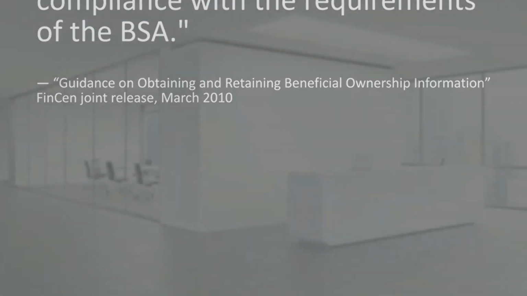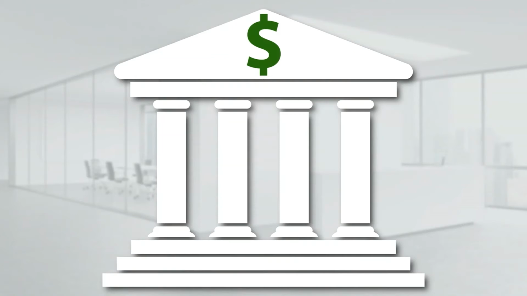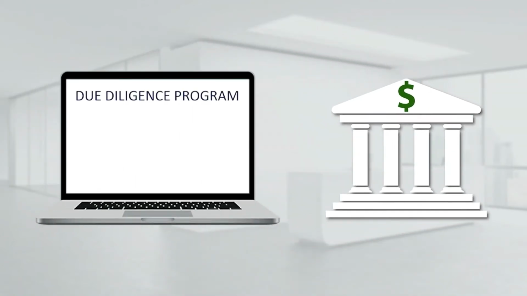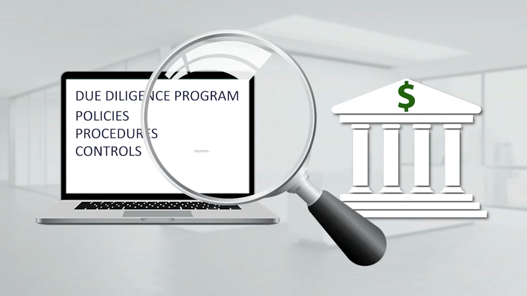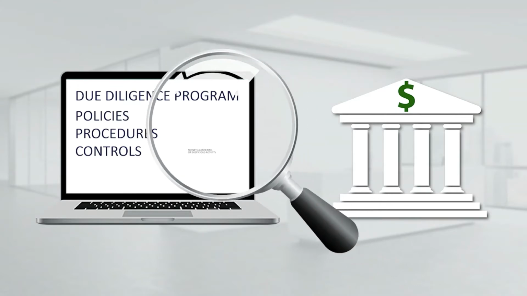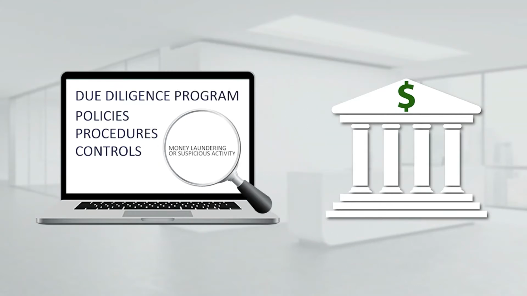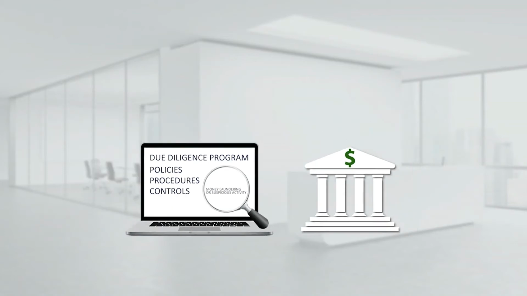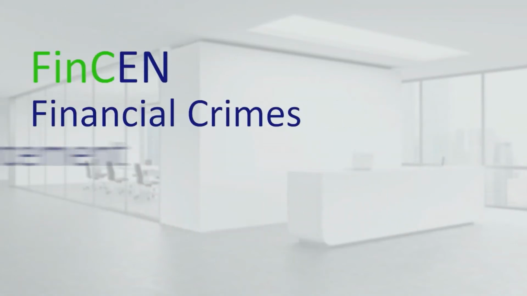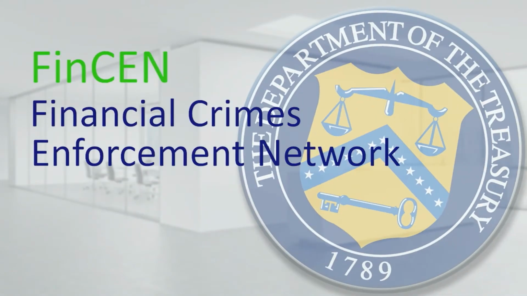Under FinCEN's regulations, a covered financial institution must also establish and maintain a due diligence program that includes policies, procedures, and controls reasonably designed to detect and report known or suspected money laundering or suspicious activity conducted through or involving private banking accounts. FinCEN is the Financial Crimes Enforcement Network of the Department of the Treasury.